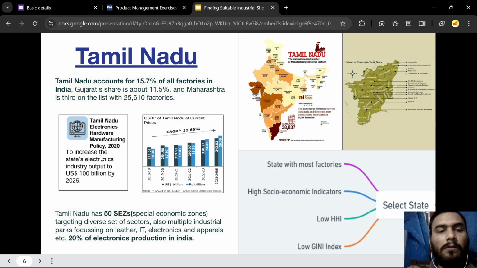So there is the electronics hardware manufacturing policy, which they had introduced. It accounts for 15.7% of all factories in India. Gujarat comes second, and Maharashtra is third. And it has 50 special economic zones.